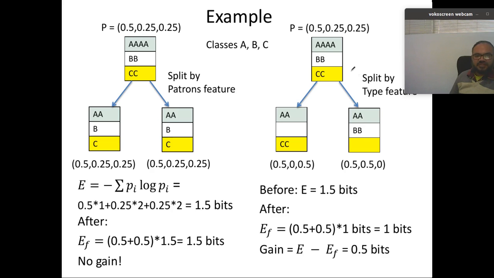If we split it by type feature, then you can see here that on the right hand side after the split we have 2 classes with probability 0.5 and 0.5, and on the left hand side we have 2 classes with probability 0.5 and 0.5. On the left hand side the probability of class B is 0, on the right hand side the probability of class C is 0. Before the split the entropy was 1.5 bits, and after the split the entropy is 1 bit, so we have a gain of 0.5 bits. So this information gain tells us that it's better to divide the data into partitions by type feature rather than patterns feature.